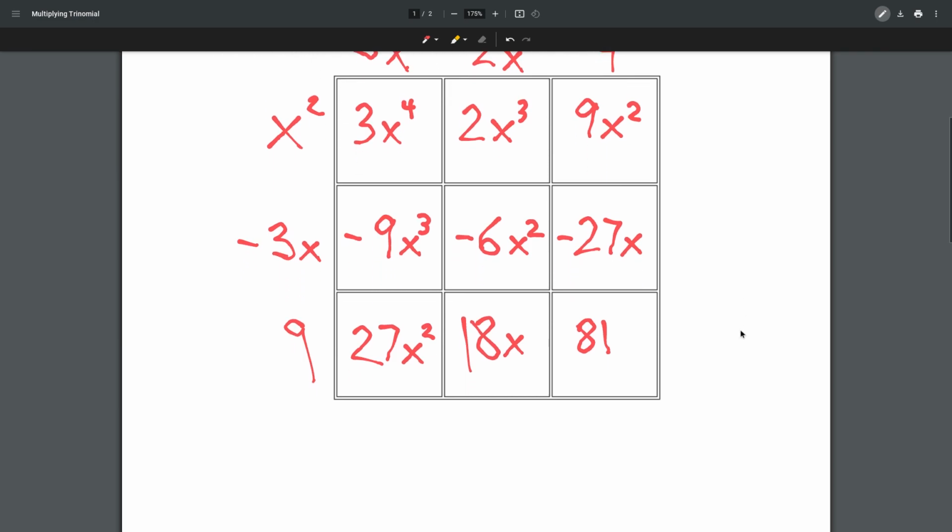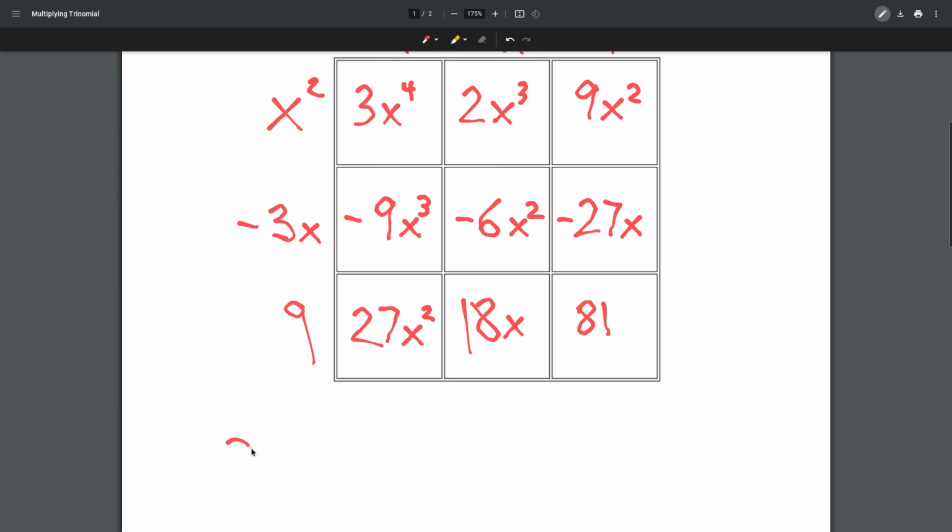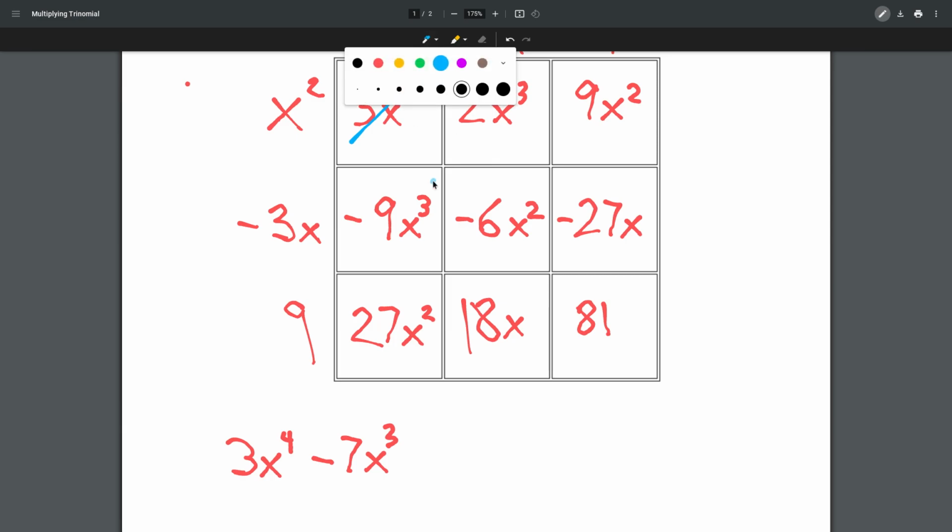So let's move this up a little bit. So we have 3x to the fourth power. And as we go, we can cross each of these out. So we use that one, so let's cross it out. Next up, we have 2x cubed plus negative 9x cubed. That's going to be a minus 7x cubed. Okay, and we can cross those out.